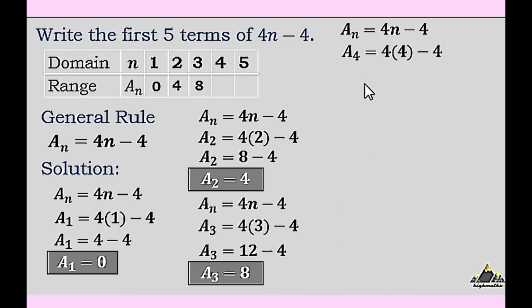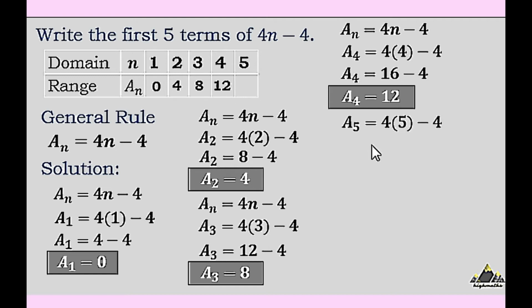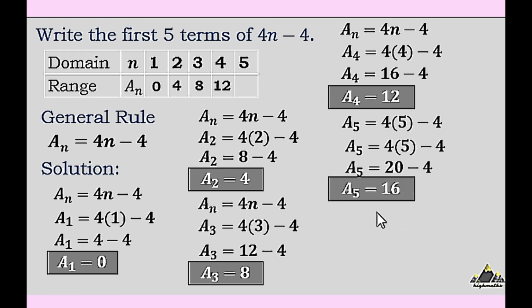Next, we substitute 4 to the variable n. We have 4 times 4 minus 4. That is 16 minus 4. We have 12 as the fourth term. And lastly, substituting 5 to the variable n, a sub 5 equals 4 times 5 minus 4. We have a sub 5 equals 20 minus 4, and a sub 5 is 16. That means our fifth term is 16.